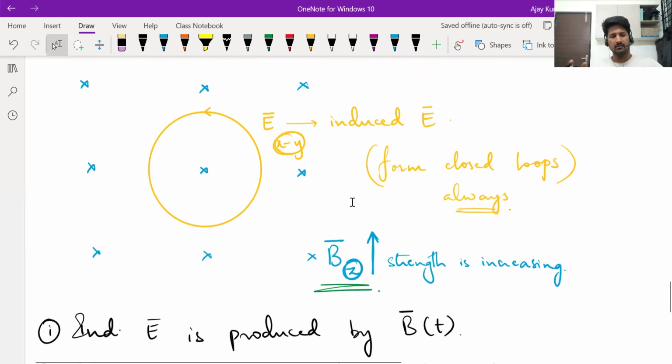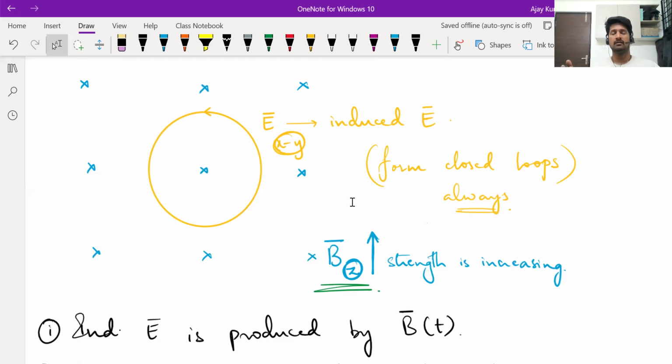Okay. And whether that induced electric field will form clockwise loops or anti-clockwise loops, that you can tell from Lenz's law. Here, in the example that we have taken, the inward magnetic field is becoming stronger. So induced current should flow anti-clockwise and produce an outward magnetic field. For induced current to flow anti-clockwise, there should be an induced electric field in the anti-clockwise sense. That way we can tell the sense of the induced electric field. Is this clear to all of you?